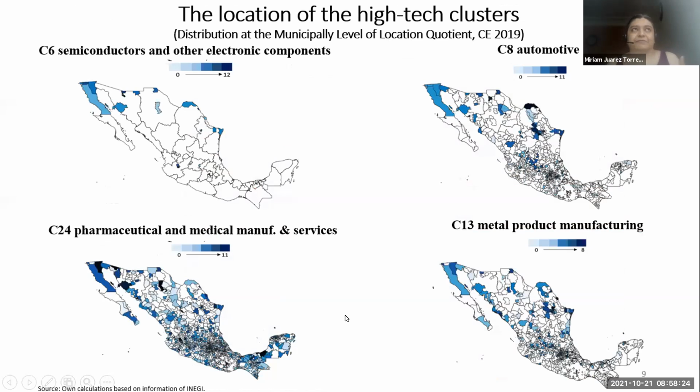In terms of the stylized facts, we have, for example, high-tech clusters, which are semiconductors and electronic components, metal product manufacturing, pharmaceutical, and the automotive. They show a strong presence in the northern states of the country and also in the border cities, which is an important fact because we have a lot of similarities and synergies with these kinds of industries that are in the US economy.